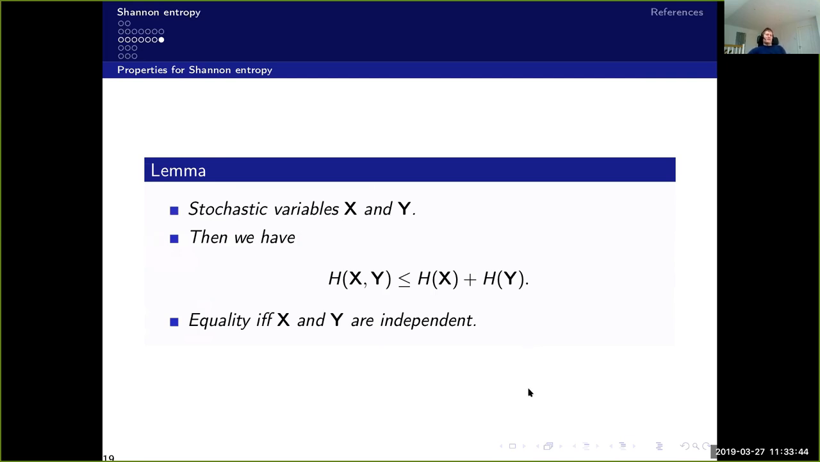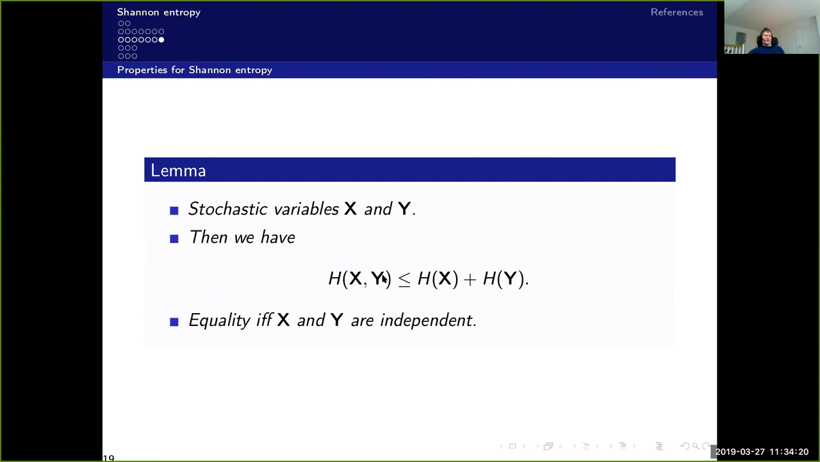We also have another theorem, a lemma, where we have two stochastic variables. So we have a stochastic variable x and we have a stochastic variable y. And then the joint entropy of these two is less than or equal to the entropy of x plus the entropy of y. And we have equality if and only if x and y are independent.